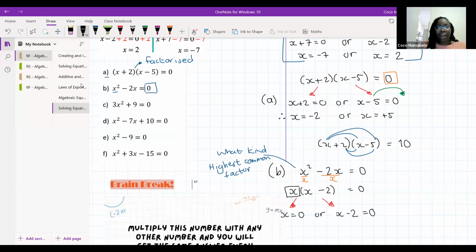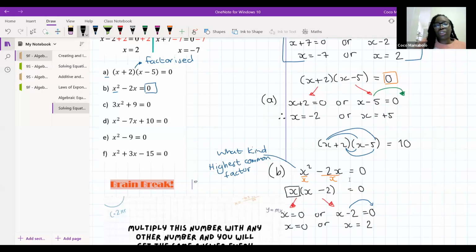Okay, my next step is then to take my negative 2 over to the other side and make it positive. So my next line will then read x is equal to 0, or x is equal to, Karabo beat me to it. I was about to get to it. X is equal to positive 2. Well done, Karabo. Okay.